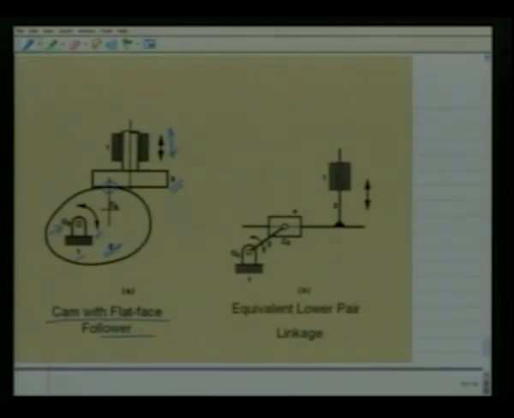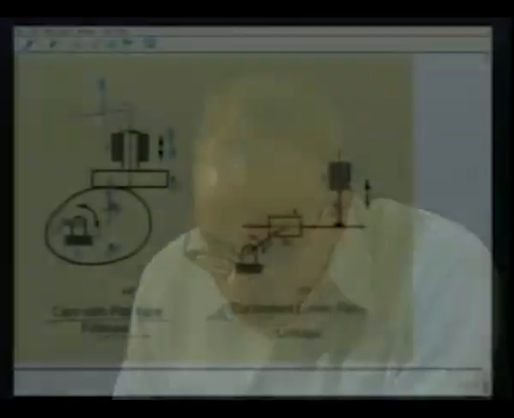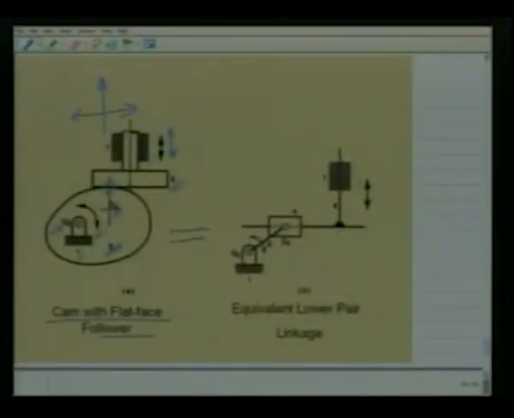Let the center of curvature of the cam surface at this contact point be at C2. The center of curvature of the follower surface at the contact point is at infinity. That is, the revolute pair at that center of curvature is converted to an equivalent prismatic pair in the horizontal direction, if we recall that a prismatic pair is nothing but a revolute pair at infinity. Consequently, this cam follower mechanism with a flat face follower is replaced by this equivalent lower pair linkage.